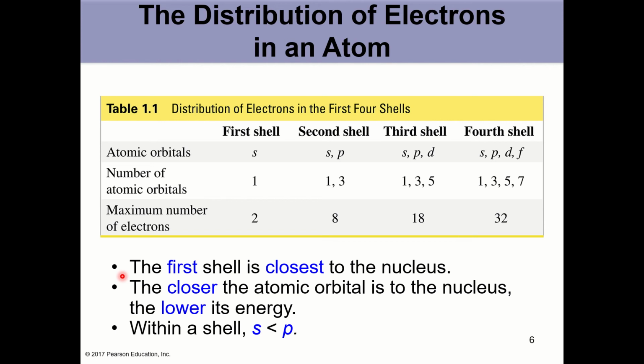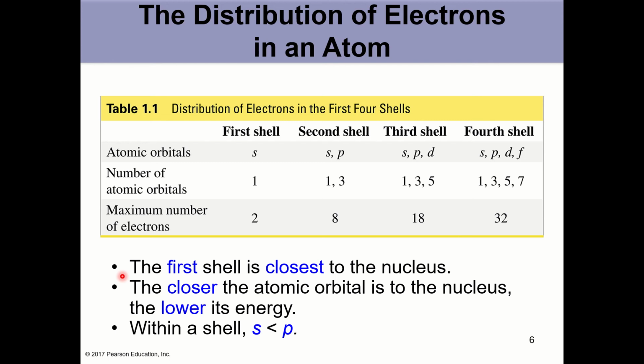Each orbital can hold 2 electrons. So in the first shell, the maximum number of electrons is 2. That encompasses hydrogen with 1 electron and helium with 2 electrons. Those are the only atoms in row 1. In the second shell, we can have a maximum of 8 electrons, 2 in our S orbital and 6 in our 3 P orbitals. So that gives us a total of 8. That's the second row of the periodic table. The atoms in row 2 obey the octet rule.